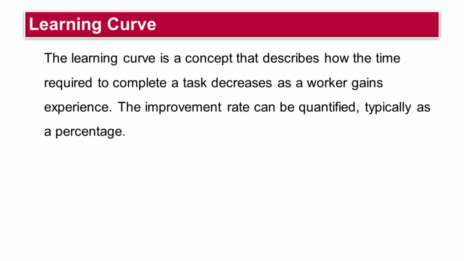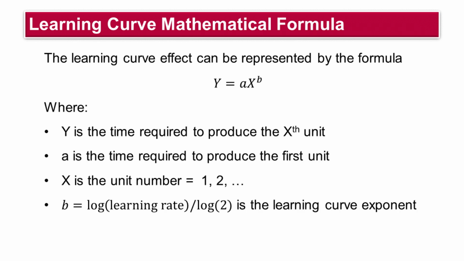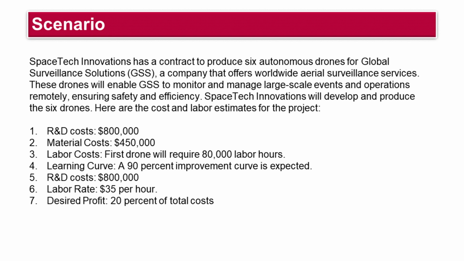The learning curve is a concept that describes how the time required to complete a task decreases as a worker gains experience. The improvement rate can be quantified, typically as a percentage. The learning curve effect can be represented by the formula, where Y is the time required to produce unit X, A is the time required to produce the first unit, X is the unit number, and B is the learning curve exponent. In order to use the equations, let's look at a specific example.